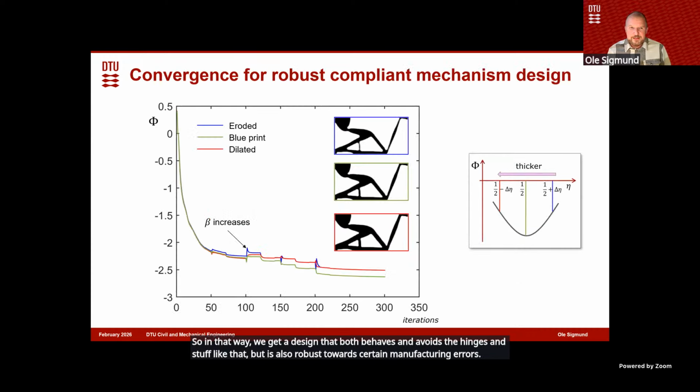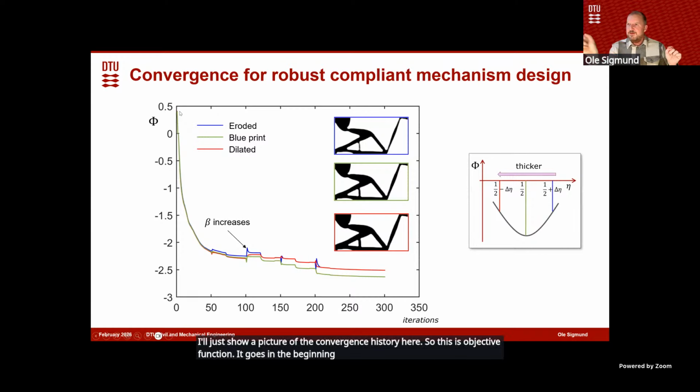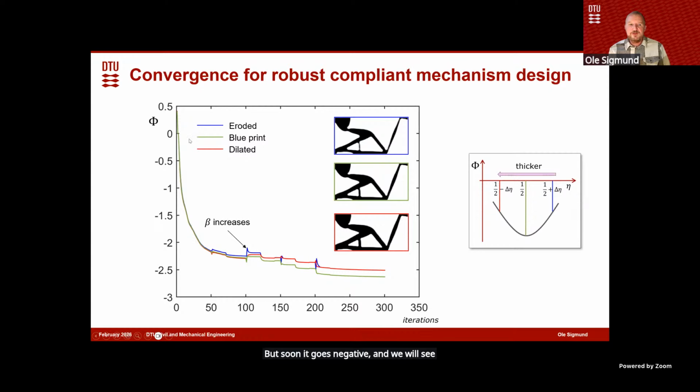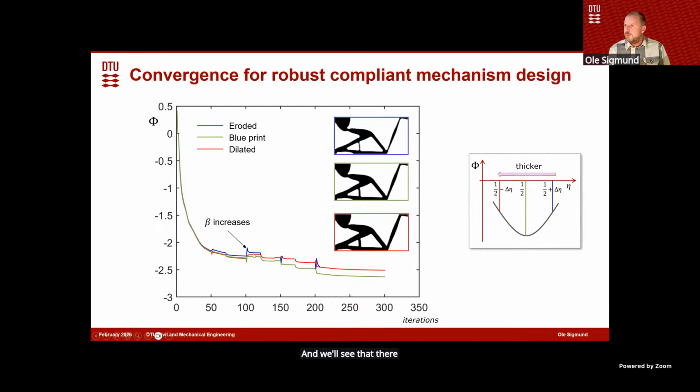I'll just show a picture of the convergence history here. So this is the objective function. It goes in the beginning, we have a positive output displacement to the right, but soon it goes negative. And we will see here for the three structures, they go nicely down as long as beta is just 1. Then every 50 iterations, we start increasing beta, and we'll see that there are some jumps, because we are sort of changing the optimization problem.